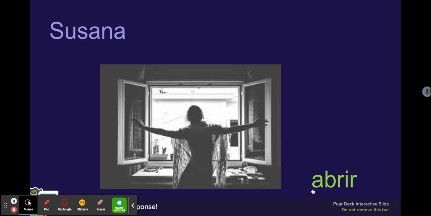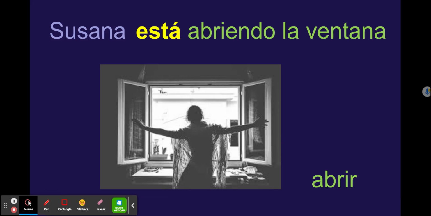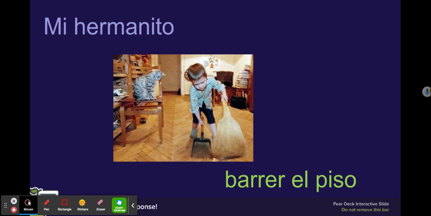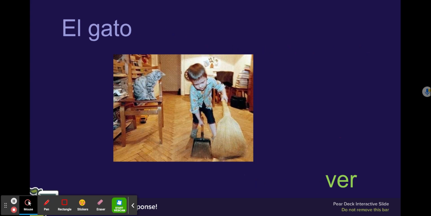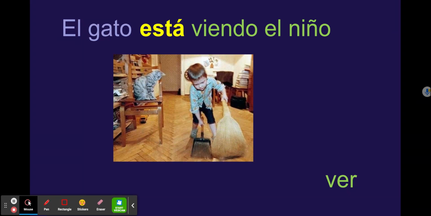This one you're going to have to finish because I only gave you the verb. So you need to find the vocab word for window to finish your sentence. Susana está abriendo la ventana. Mi hermanito está barriendo el piso. El gato está viendo al niño.